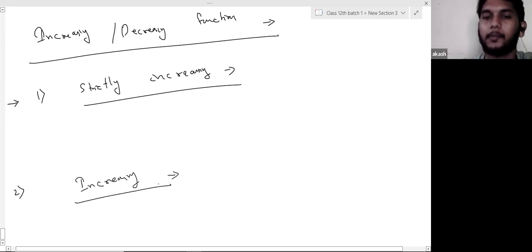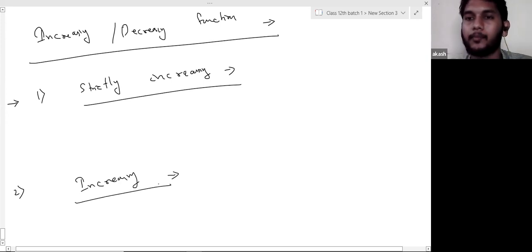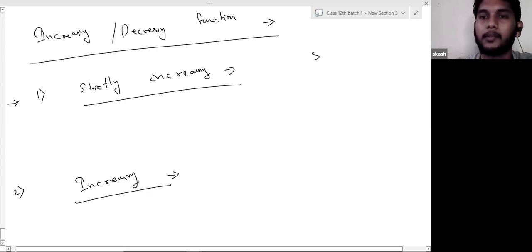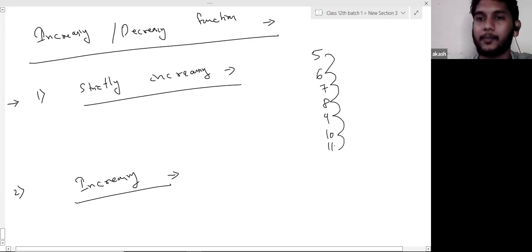What is the difference? Suppose in class 5, Krishna scored 5 marks. All right. In 6th, 6 marks. In 8th, 6 marks. In 9th, 7 marks. 10th, 8 marks. 11th, 9, then 10th, then 11th, and so on. So this is strictly increasing. Each year, Krishna is increasing the marks he gets.